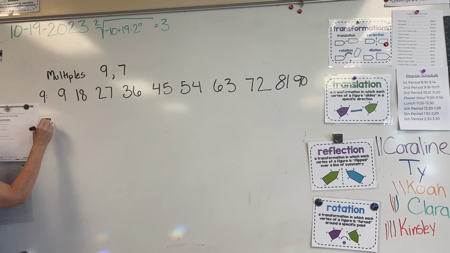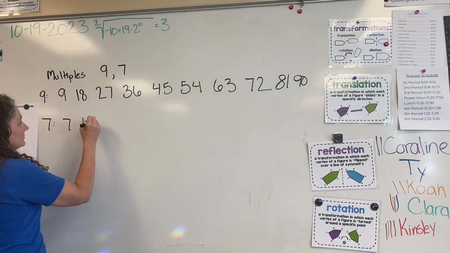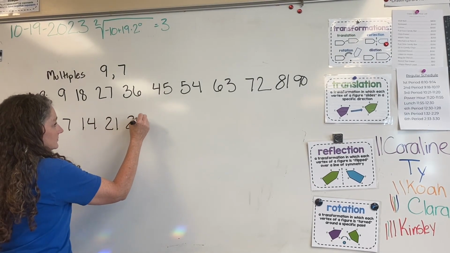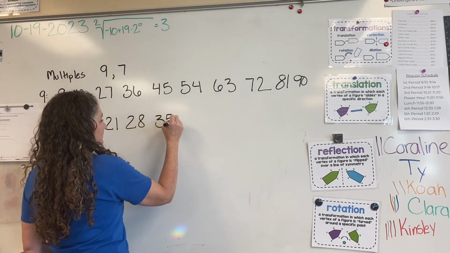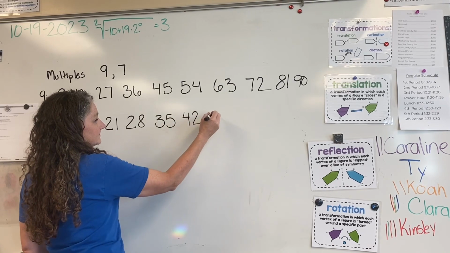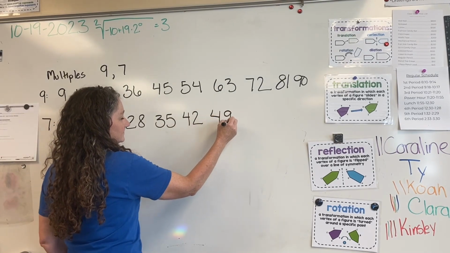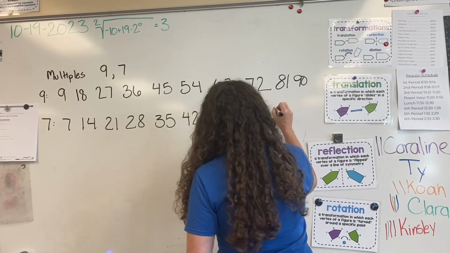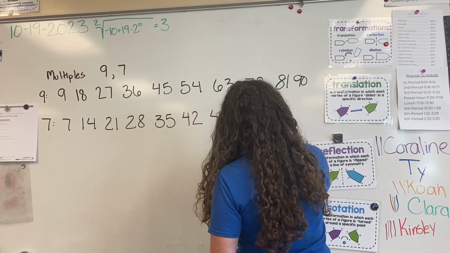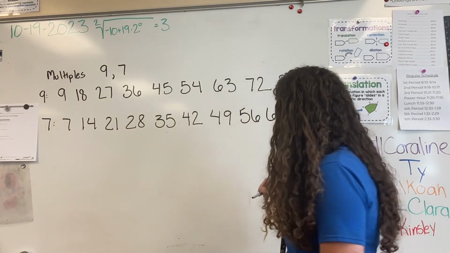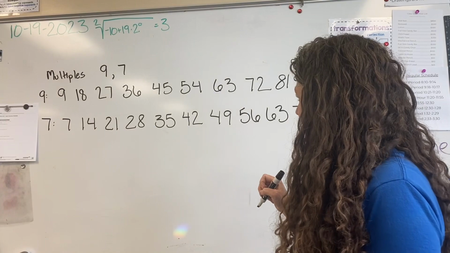What about the first 10 multiples of 7? 7, 14, 21, 28, 35, 42, 49, 56, 63, 70. Are there any numbers that are on both of these lists?